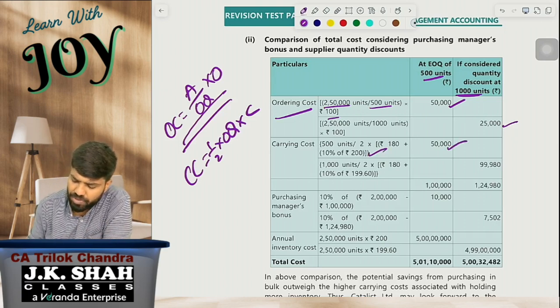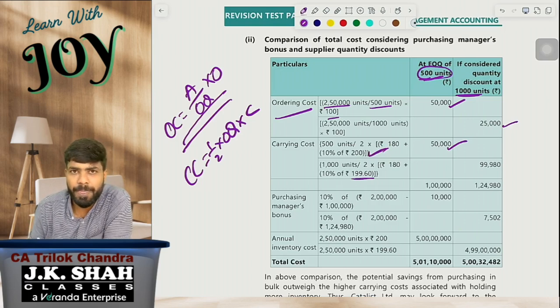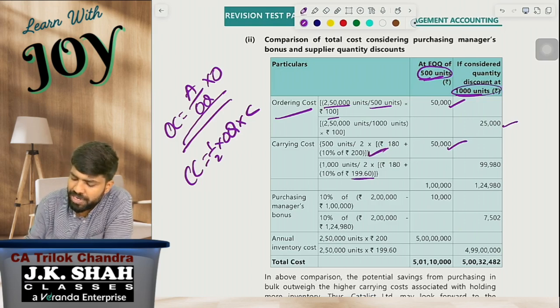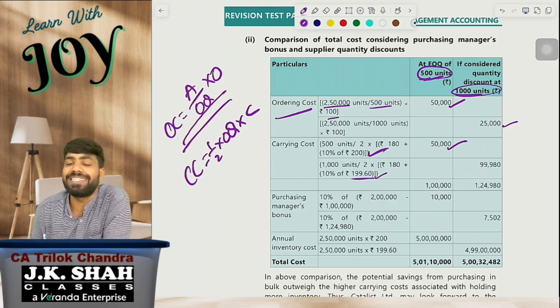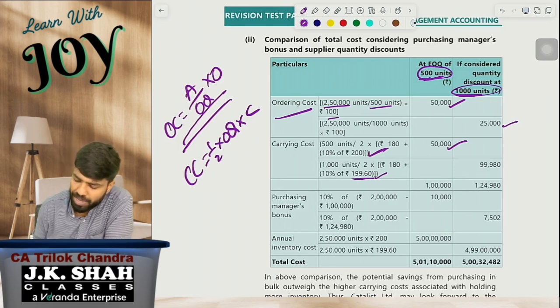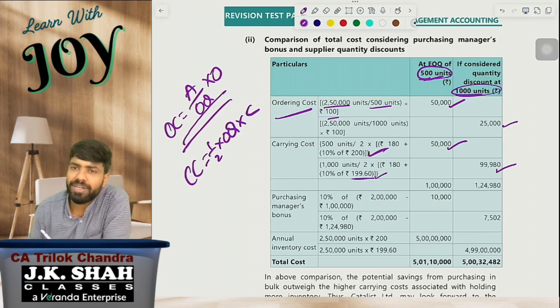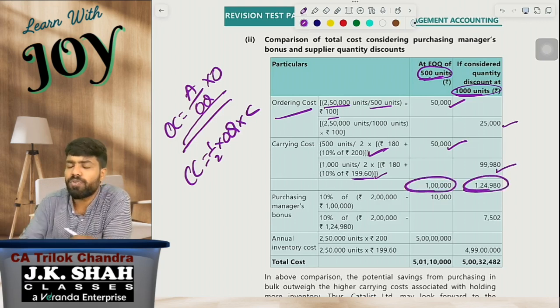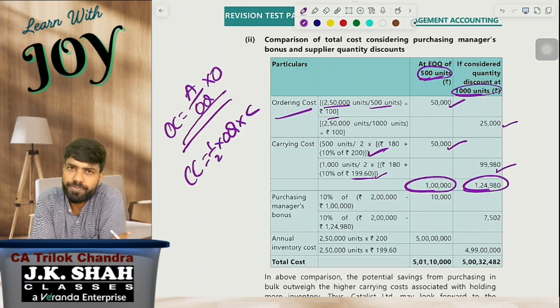Next, half into 1000 into 10% on 199.60. This is one thing. 200 rupees. When you are placing the order of 500 units, 200 rupees is the price. When you place the order of 1000 units, 199.60 is the price. So 10% should be taken on the purchase price. Accordingly they are getting 99,980. If you make a total, 1 lakh rupees at EOQ, 1 lakh 24,980 at ROQ.